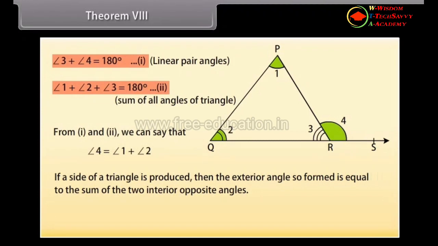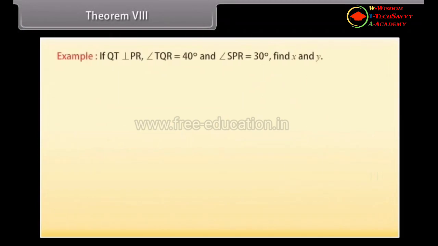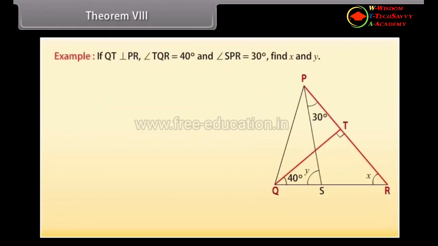It is obvious from this theorem that an exterior angle of a triangle is greater than either of its interior opposite angles. Now let us solve some examples based on this theorem. If QT is perpendicular to PR, angle TQR is equal to 40 degrees and angle SPR is equal to 30 degrees, find x and y.